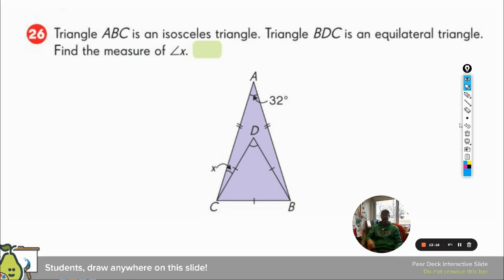All right. ABC is isosceles. BDC is equilateral. Find the measure of angle X. Well, BDC is equilateral, so I'm going 60, 60, 60. Now, if this big bad boy is an isosceles, I do 180 minus 32. Oh, I'm giving you too much. Pause me and finish, you lucky monkeys. Finish on your own.